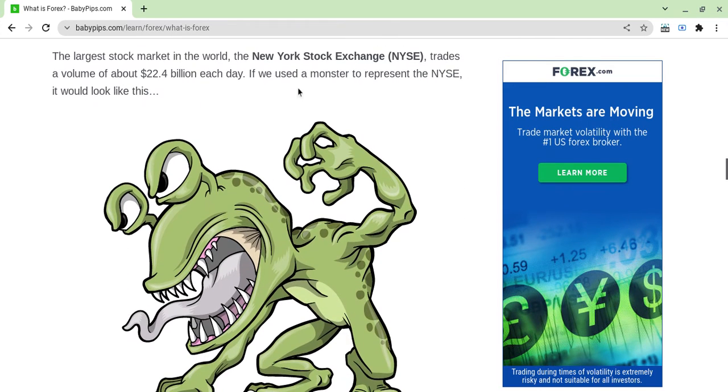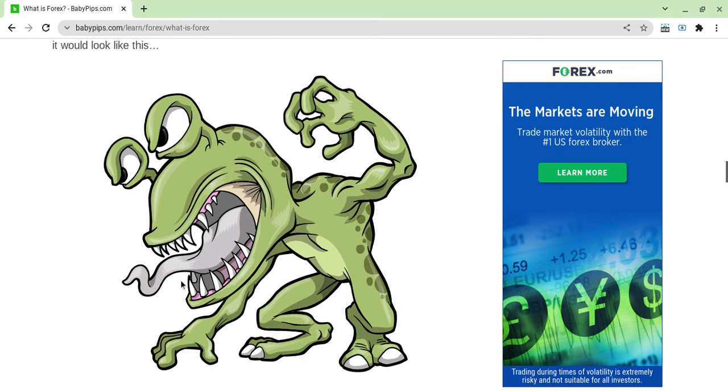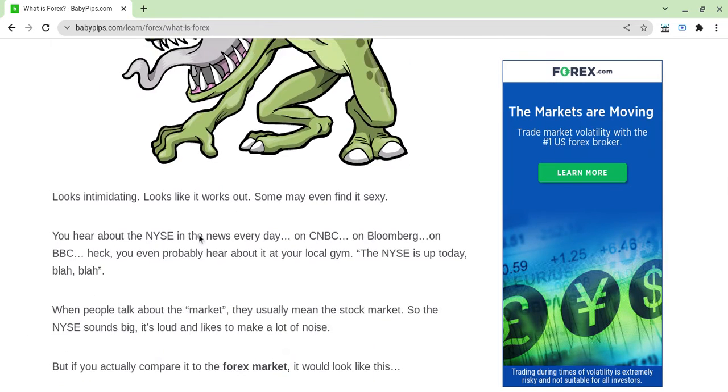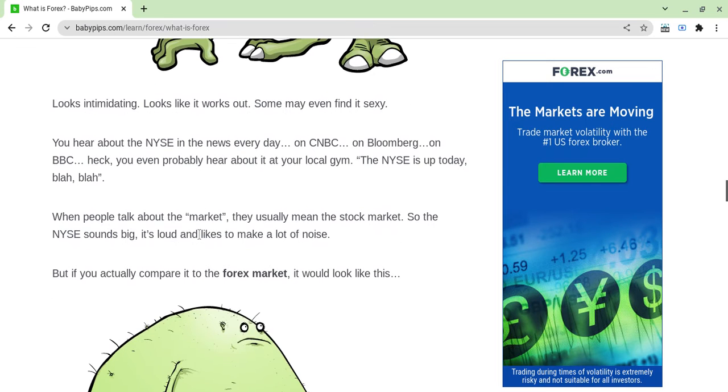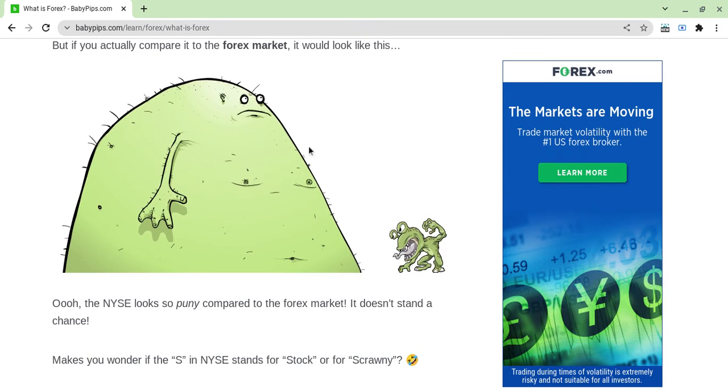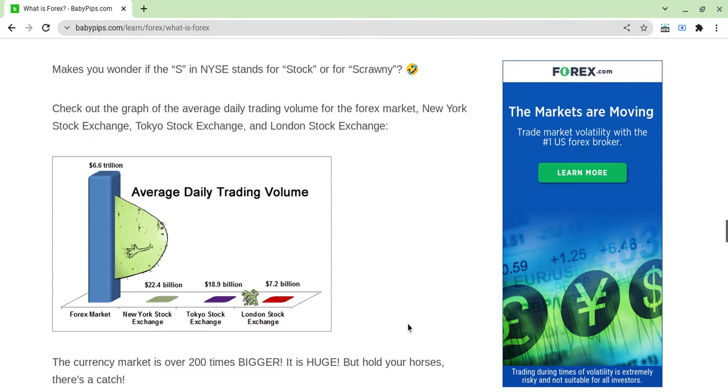Okay, the New York Stock Exchange marketplace is the largest stock marketplace in the world, right? So let's pretend this is the New York Stock Exchange. That is a very ugly monster. It is a monster. Okay, let's look at the Forex market. This is the Forex market. This is the New York Stock Exchange. So you're in a much bigger marketplace, all right? Which is actually a good thing for us.